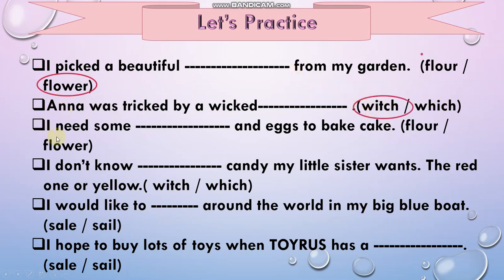This witch. I need some dash and eggs to bake cake. Now I need to bake. So which flour do I need? This one or this one? Come on, let's see. Flour. Now I use this flour to bake a cake.